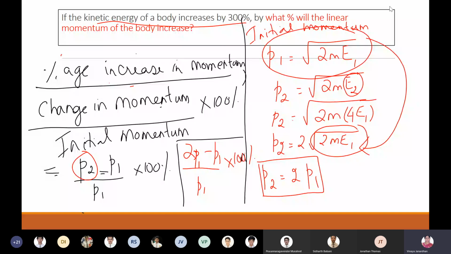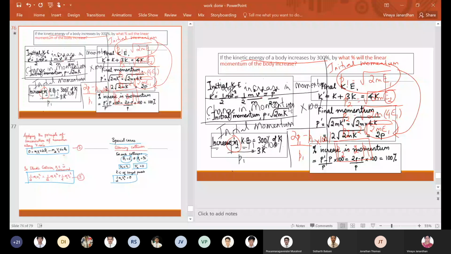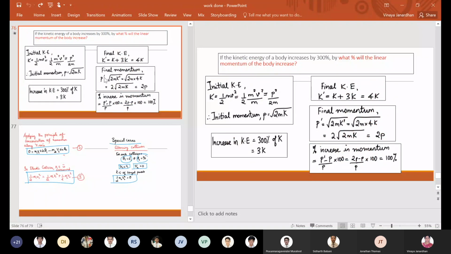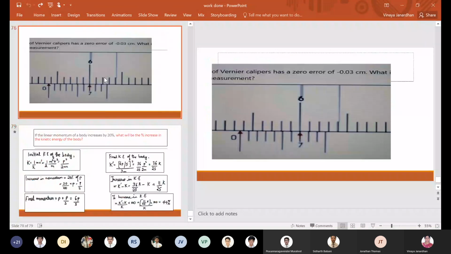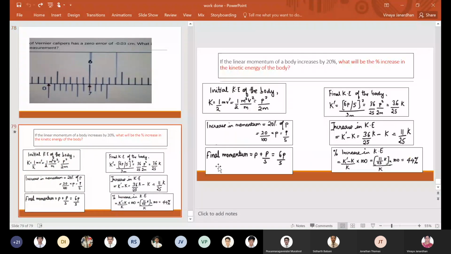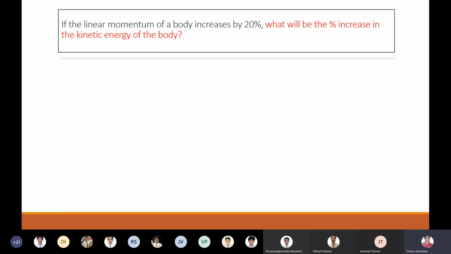Boys, have you completed this? I'll go for one more numerical. Yes, sir. Okay. Will you be able to do this? The linear momentum, this is the other way. If the linear momentum increases by 20%, what will be the percentage increase in the kinetic energy?